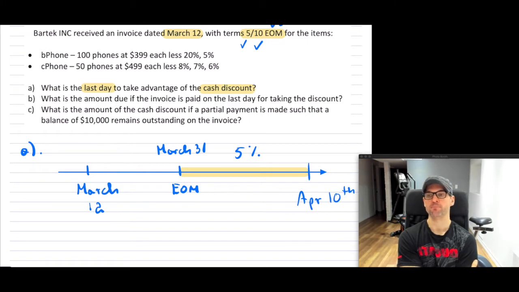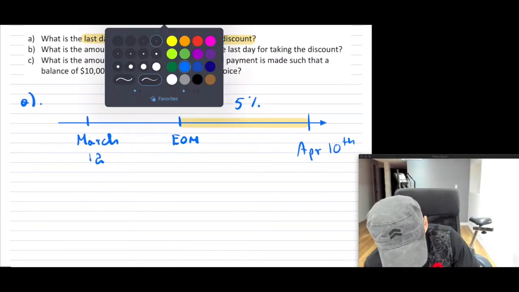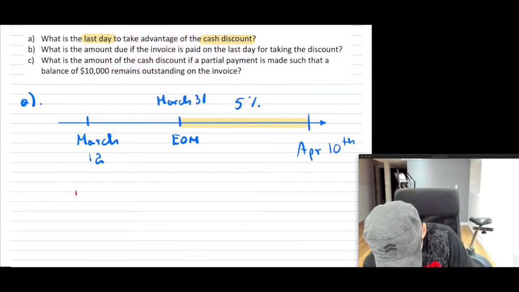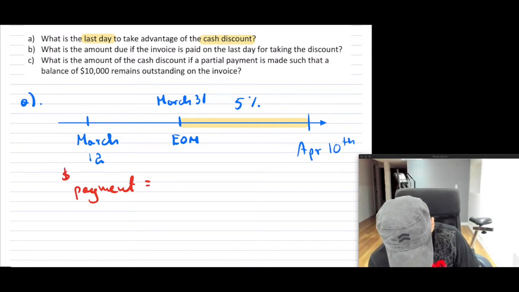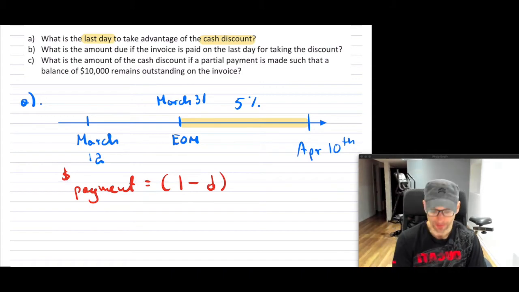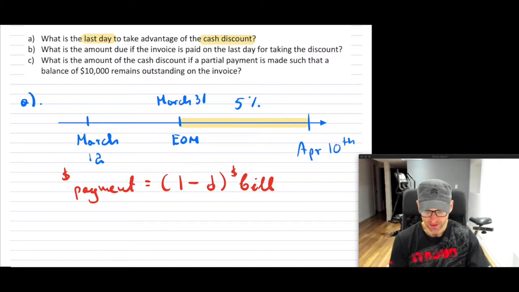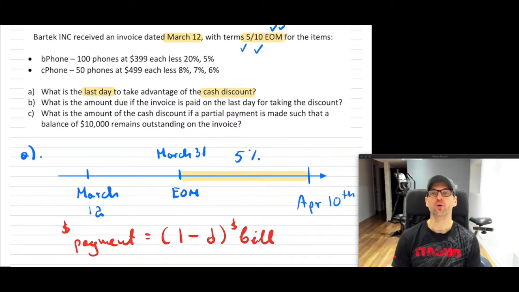Part B, what is the amount due if the invoice is paid on the last day for taking the discount? So if we pay on April 10th, what would we have to pay? Now remember, we are getting a discount. So our payment, whatever we have to pay, will be equal to, now we're getting a discount, so it's 1 minus D, times whatever our bill is. In this example, we do not know what our bill is.